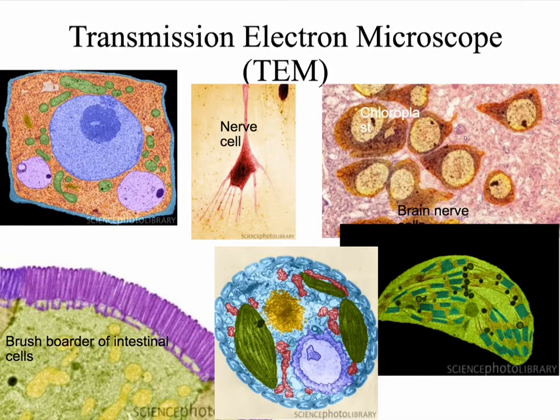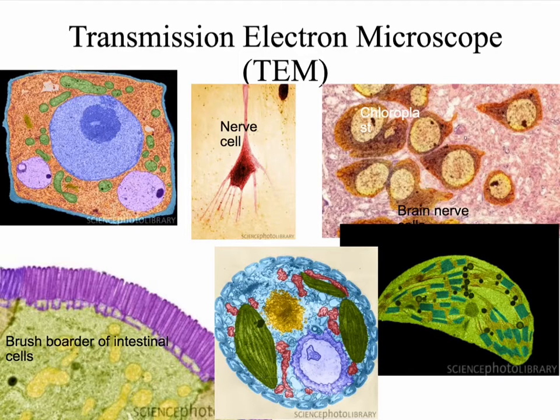There are two major types of electron microscope. The first one is a transmission electron microscope, or a TEM. TEMs give us a two-dimensional picture, so a flat 2D picture of inside our cells, or inside of structures.